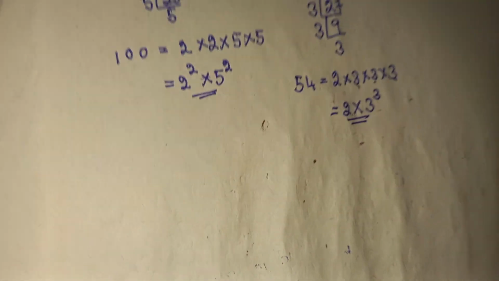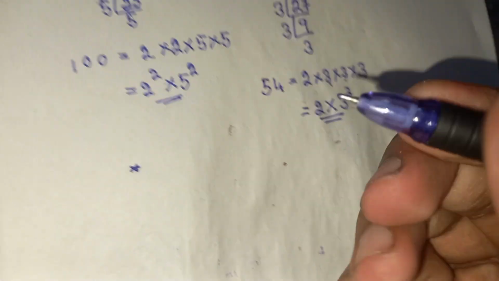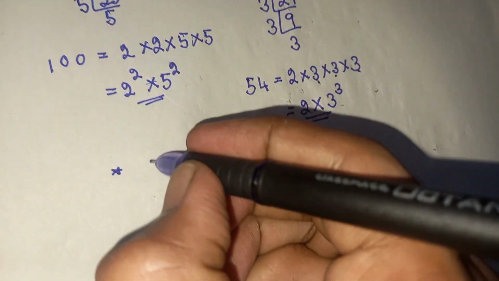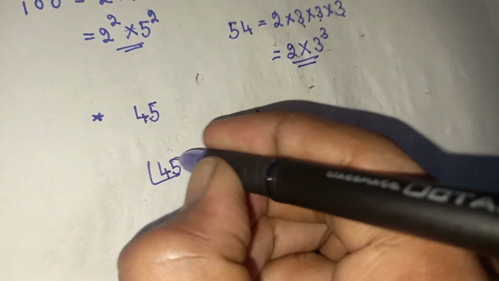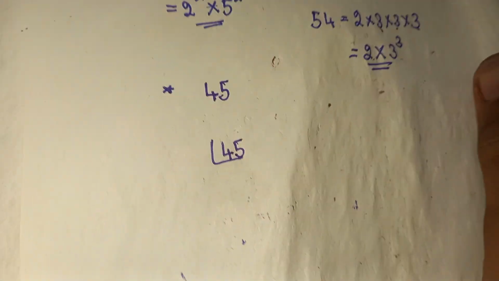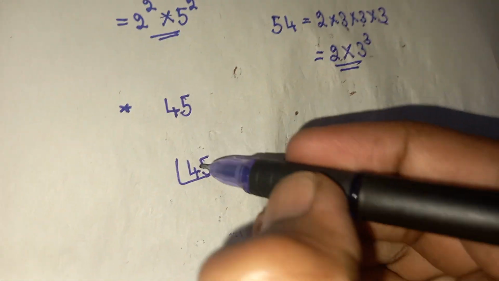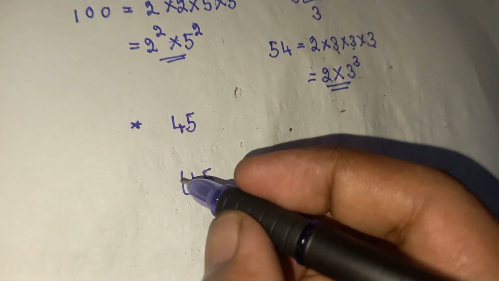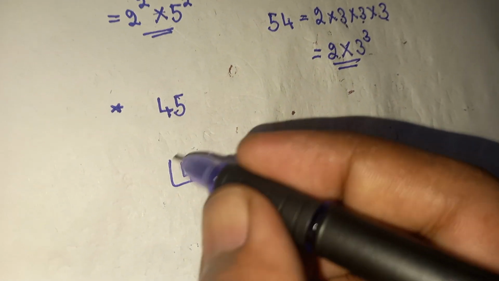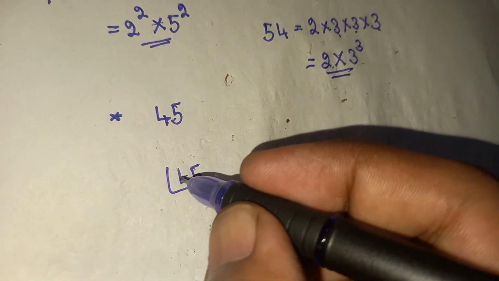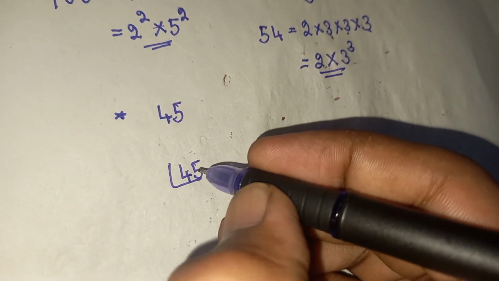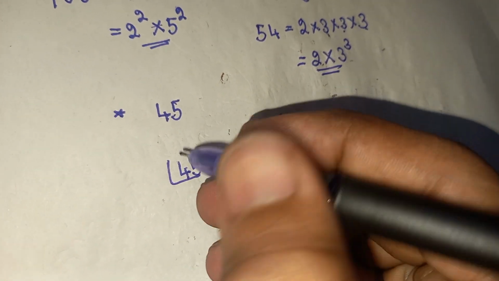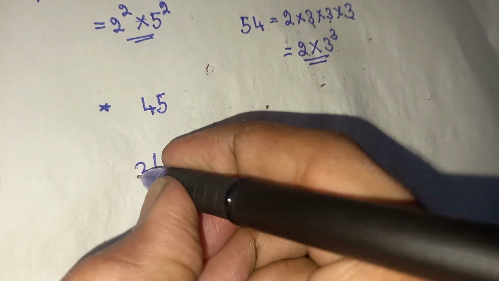Let's take one more final number, 45. Let's factorize it. 2 cannot divide 45. Let's take 3. If the sum of the digits is divisible by 9, then the complete number is divisible by 3. 4 plus 5 is 9. 3 times 3 is 9, so it is divisible by 3.